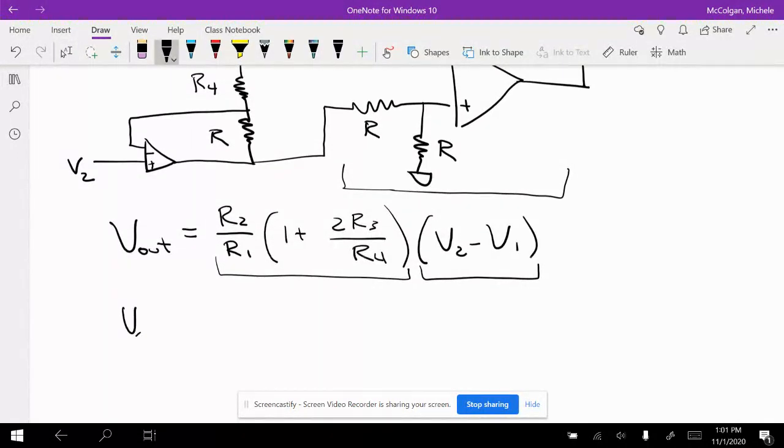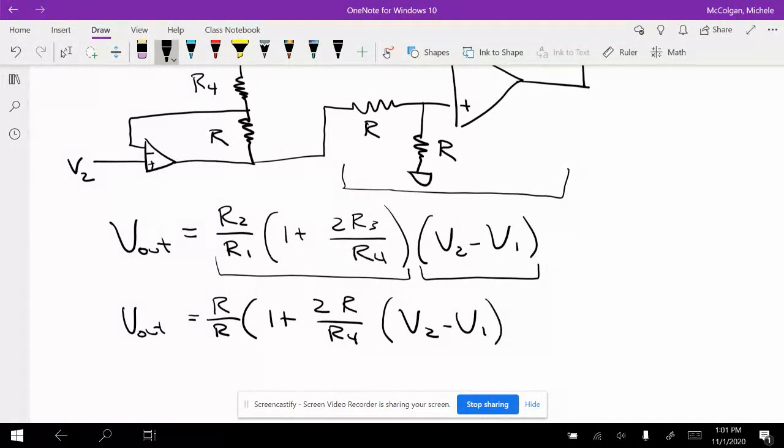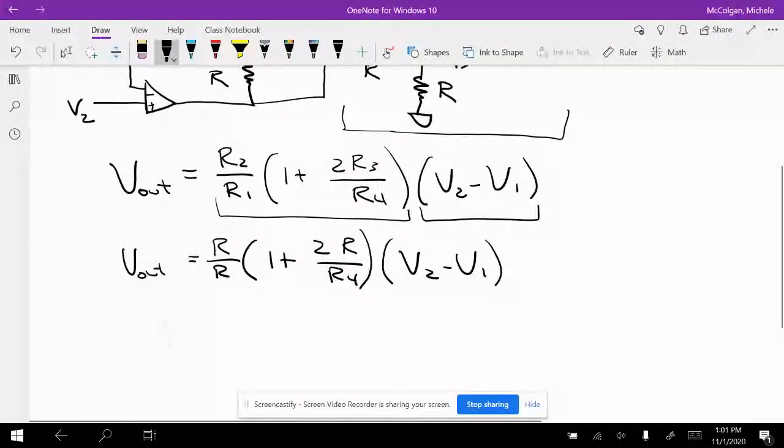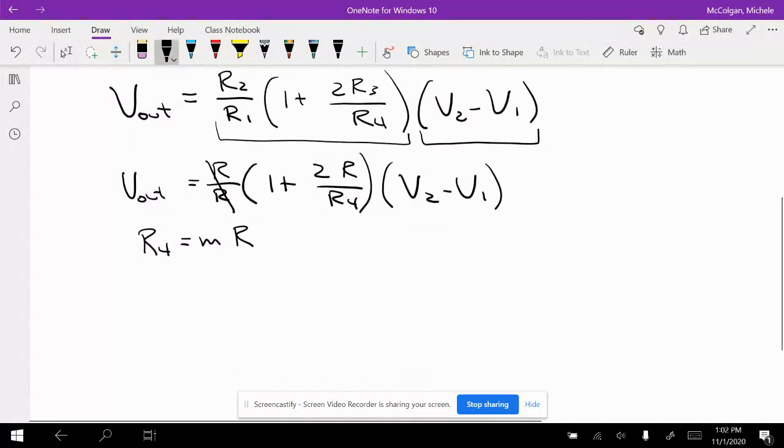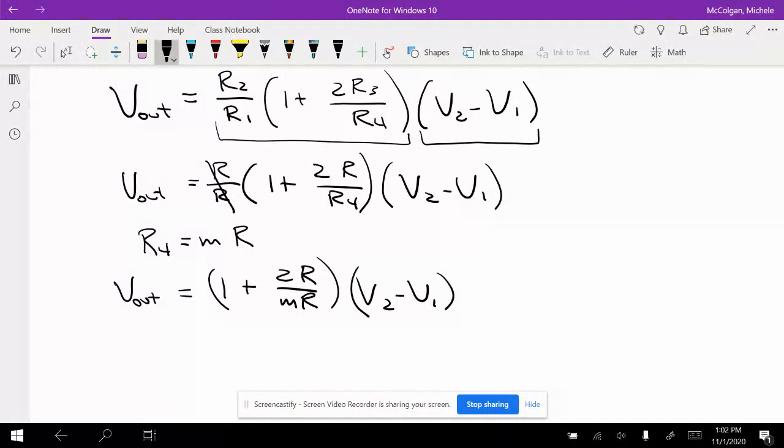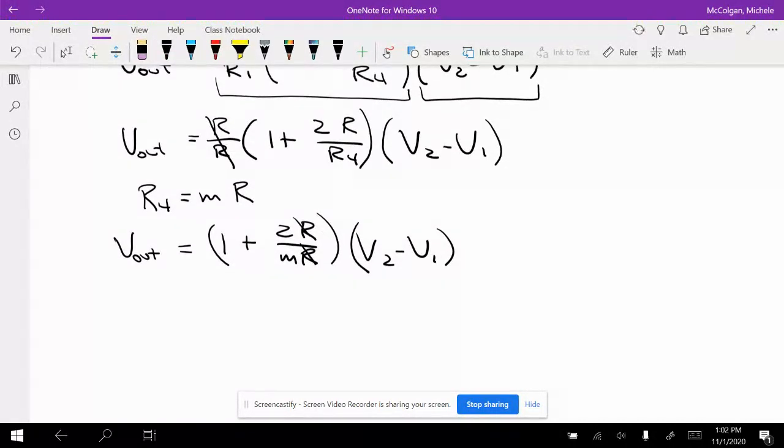So what happens to my V out when I do that? I get R2 over R1. It's just R over R. And then 1 plus 2R over R4 and V2 minus V1. Okay, so R over R is just one, right? And let's set R4 equal to some constant times R. Let's plug that in. So we get V out is equal to 1 plus 2R over MR, times V2 minus V1.